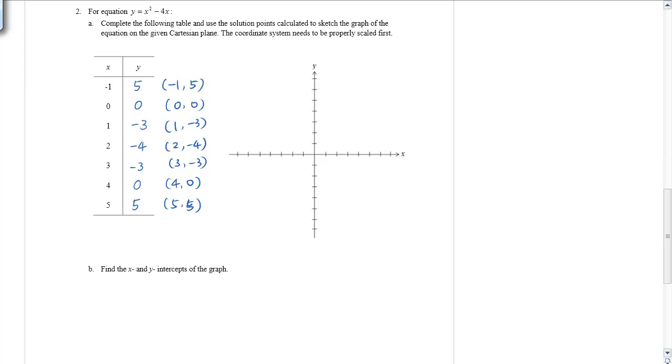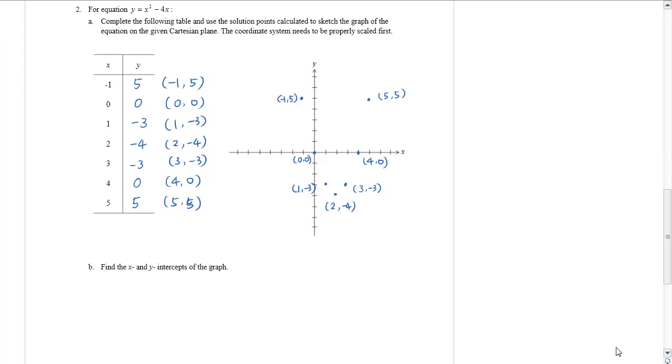Now we plot them on the Cartesian plane that's given. Now the 7 solution points that we calculated are plotted on the Cartesian plane, and now all we need to do is to run a smooth curve through these solution points. Notice that this curve does not start at the first point and it does not end at the last point. Instead, this curve extends beyond.